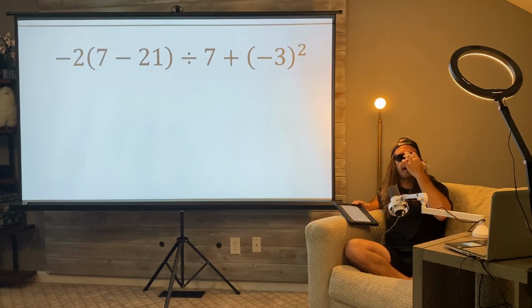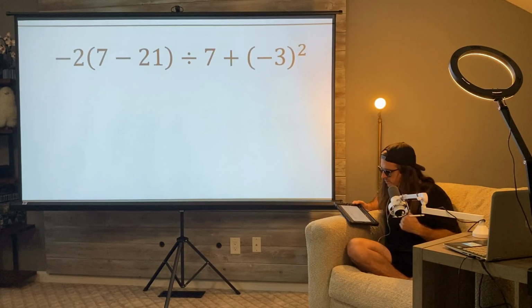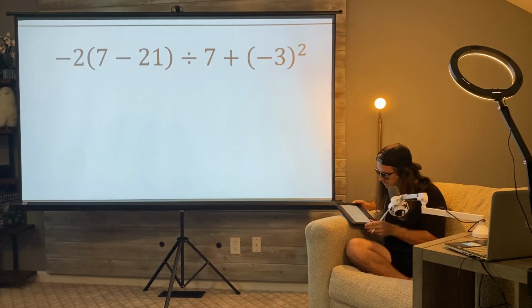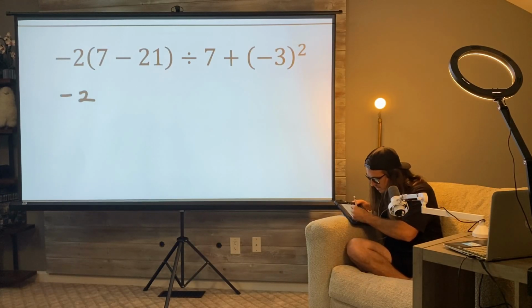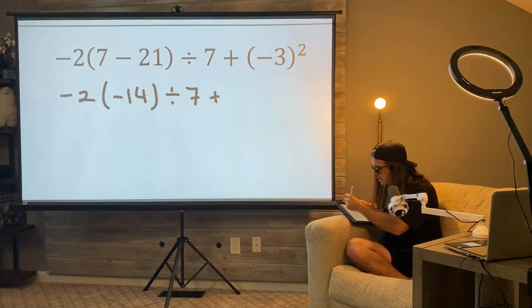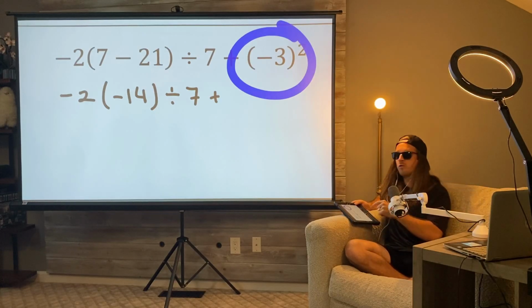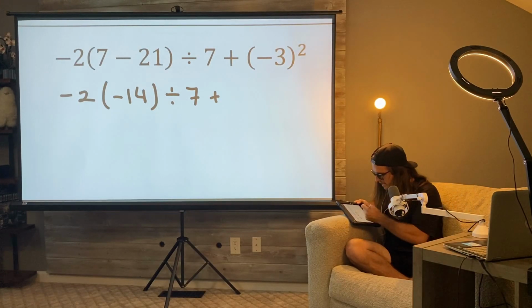Same numbers, but now we have some parentheses changing the order that we can do these things in. So let's do the parentheses first. 7 minus 21 is negative 14, divided by 7 plus, all right, we talked about this, right? What is negative 3 with parentheses squared? That is going to be positive 9, positive 9.